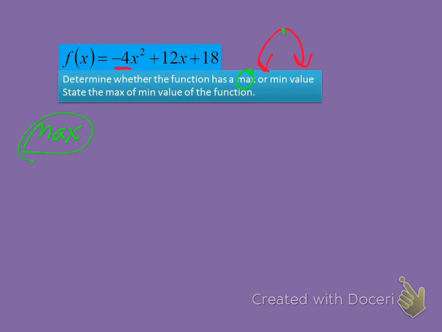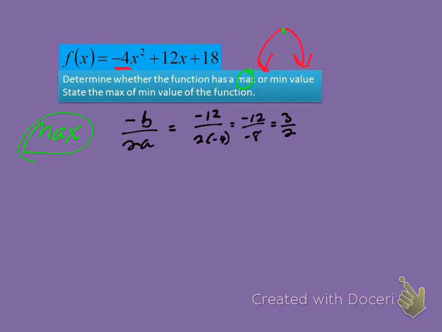Once you have that, you do the same exact thing. -b over 2a. So b is 12, so -12 over 2 times, whoops, -4, sorry. Which means you get -12 over what, -8? Which means you have what, 3 halves, right? Everybody with me now? Make sense?